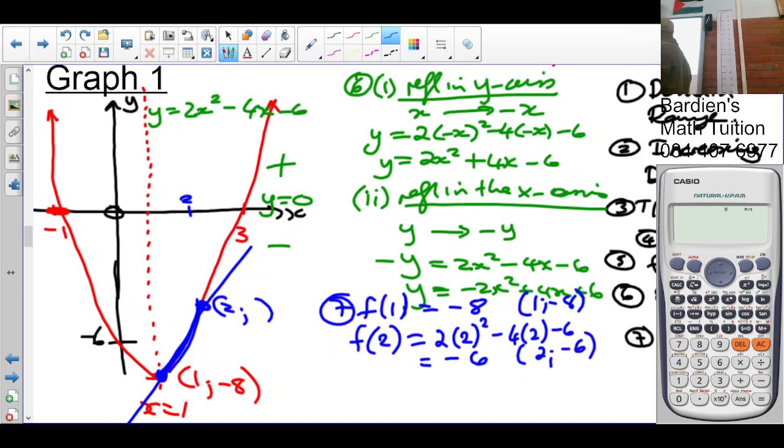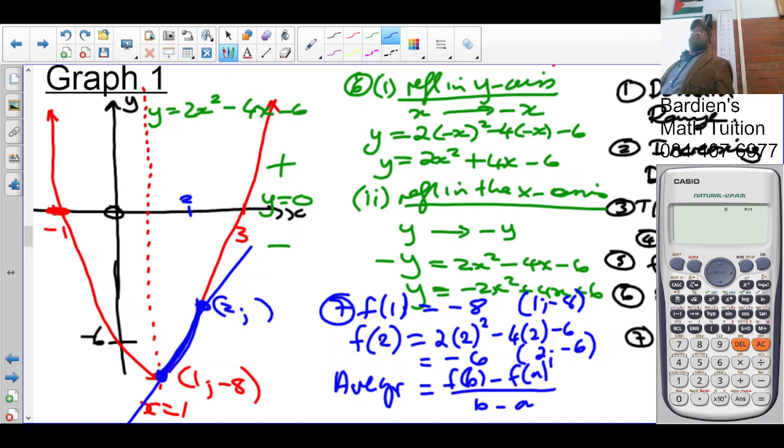Not so? So what we do is we say for the average gradient, it normally follows a formula, f of b minus f of a over b minus a. It's the same as y2 minus y1 over x2 minus x1. It's exactly the same. I'm writing it down, so if you're picking up another textbook or somebody else explains, you know where it's coming from. And that's the format normally given. It's just f of b minus f of a over b minus a.